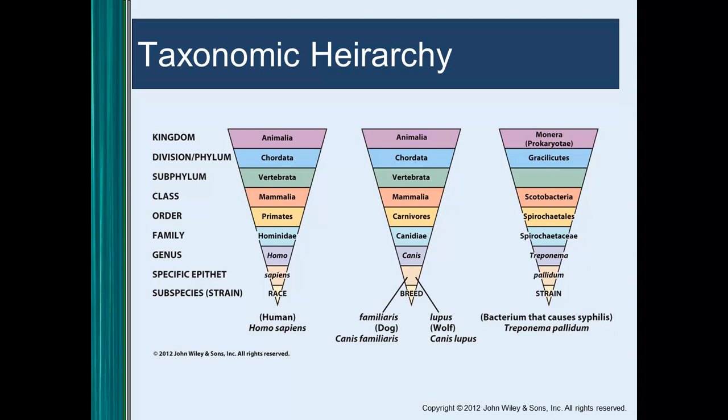Here you can see Figure 9.2 in your textbook, and this shows us how a human, a dog, a wolf, and a bacterium may be classified following this system. Again, at the beginning you have the kingdom, then the division or phylum, the subphylum, the class, order, family, genus, specific epithet, and then subspecies or strains. Take a moment to look at this figure to compare how each of these different types of organisms is similar and yet different, but all of which are classified using the same system.